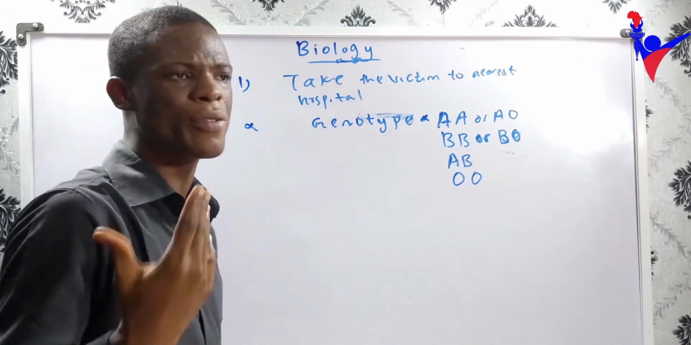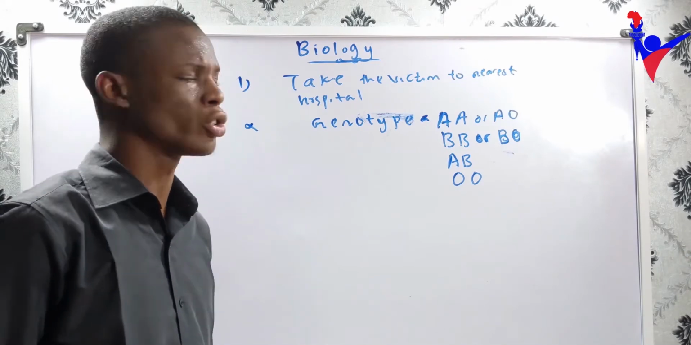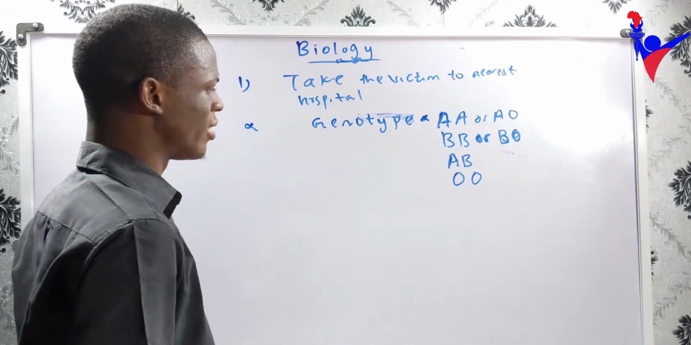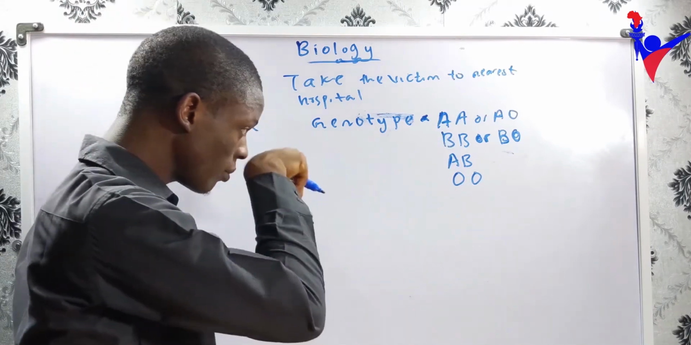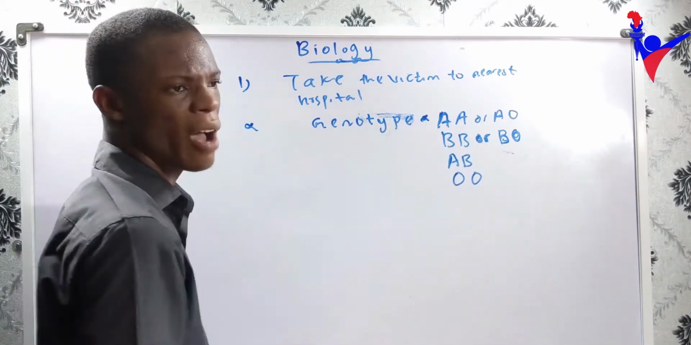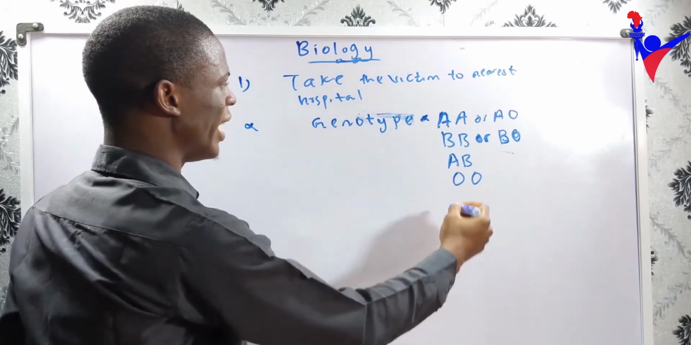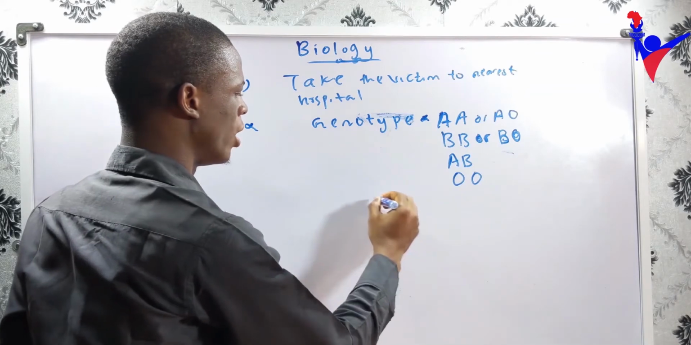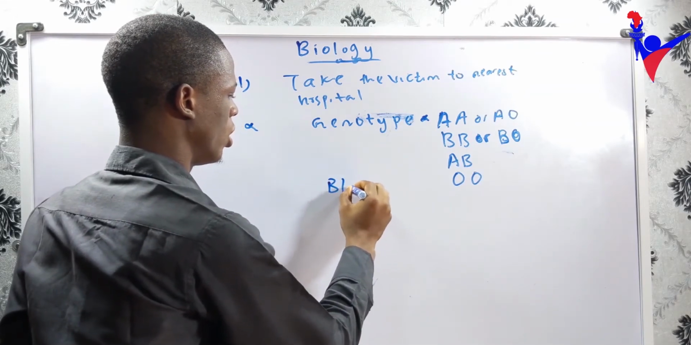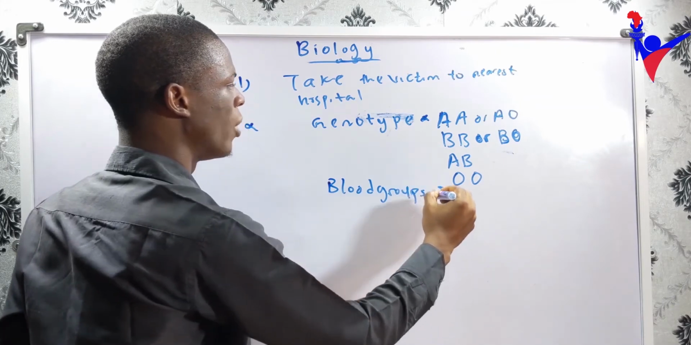So the genotype also gives us the identification of the blood group. The blood group is a phenotype of the genotype. So how many blood groups do we have? We have the blood groups which we can guess from our genotype.